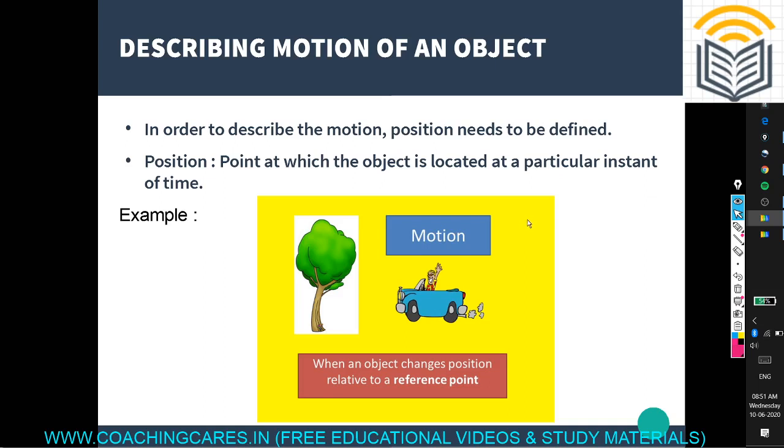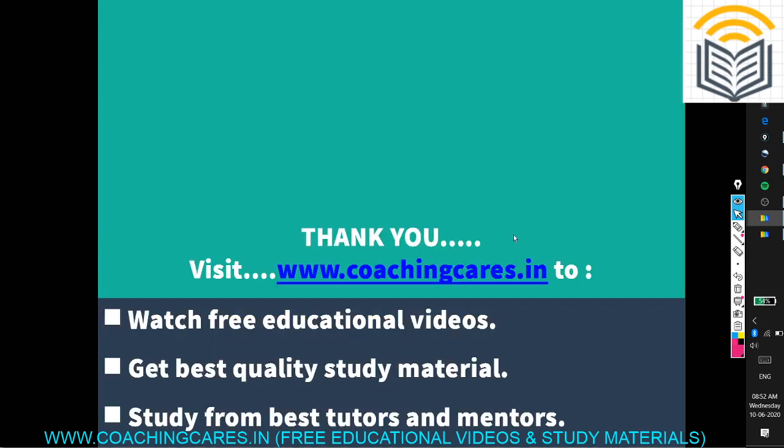So position is the important term, and again the reference point, a relative term, is important to define a motion. When an object changes its position relative to a reference point, then only can we understand the motion. So that is it. I hope you understood all terms and topics in this lesson.